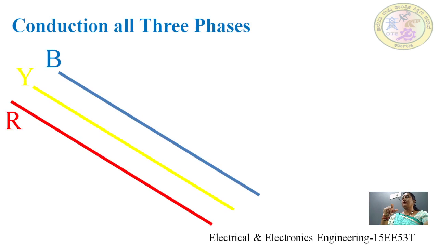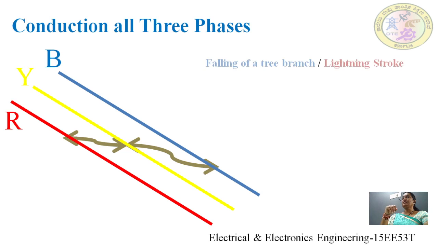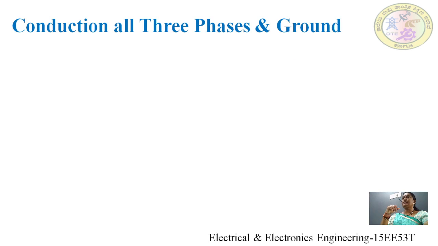Next, conducting of all the three phases. This is called a three-phase fault. This is one of the symmetrical faults that occur on the transmission line. This is also due to the falling of a conducting object on the transmission line, that is a tree or a bird which touches the three phases. Or this also occurs due to a lightning stroke.